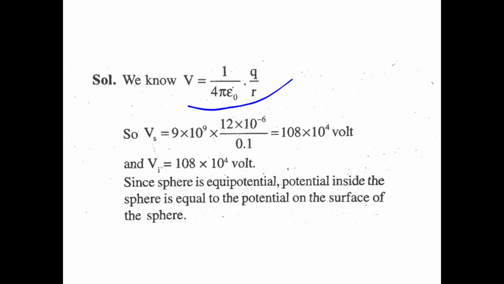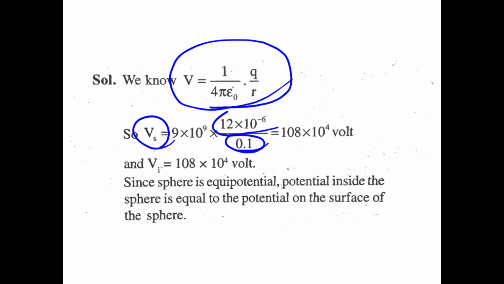We know the potential formula, V is equal to kq by r. First we determine the potential at the surface, that is V is equal to kq by r, where r is the radius and q is the charge on the surface. So we get 108 into 10 to the 4 volt, that is the potential at the surface.